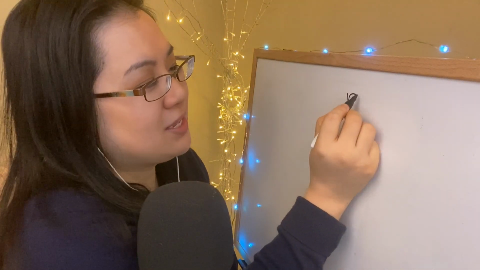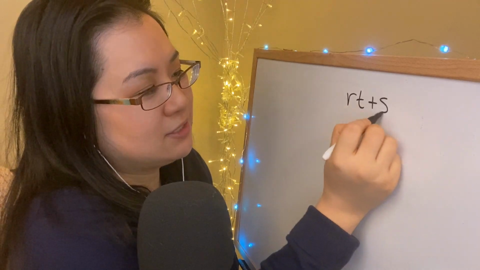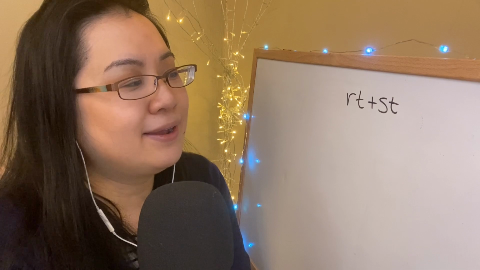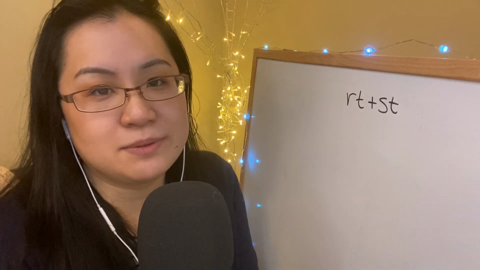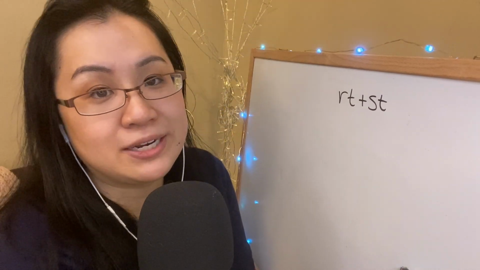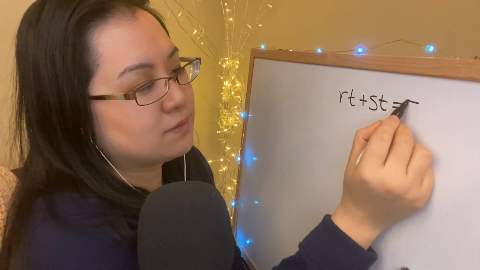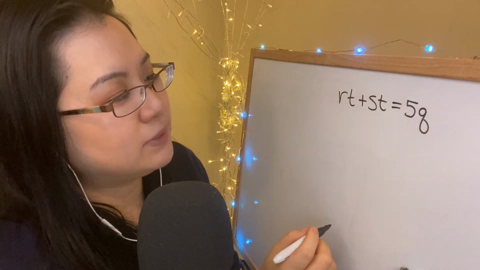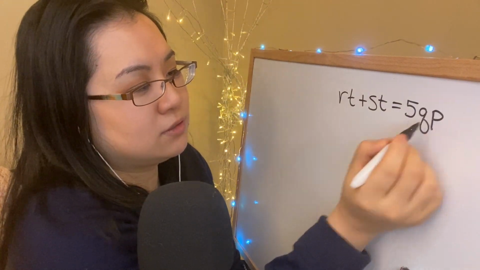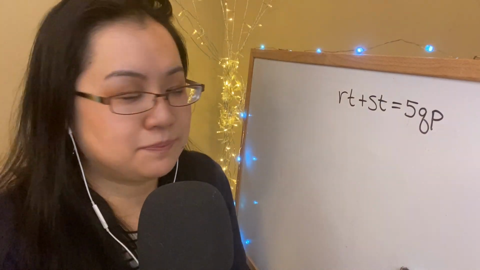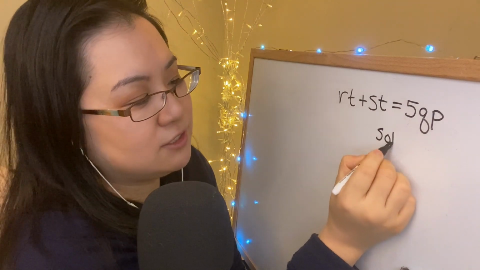But let's say we have this. I'm just trying to make up some questions that cover different types of concepts that I think might come up. I can't cover everything, but let's see here. How about RT plus ST equals 5QP? We're going to solve this for T.